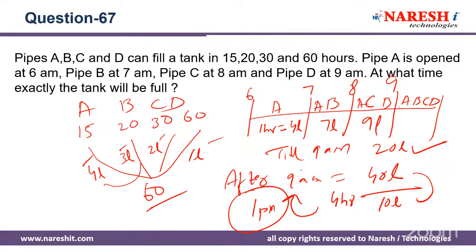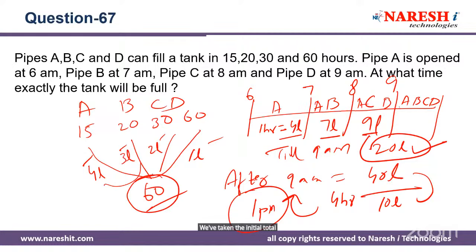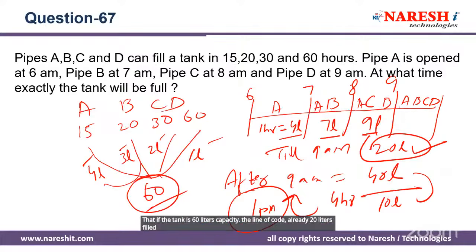How did 40 liters come? Four liters here, seven year, nine year. 20 liters already full. We take the initial total work as 60 liters. If the tank's capacity is 60 liters, till 9 o'clock already 20 liters are filled. So the remaining 40 liters are left.